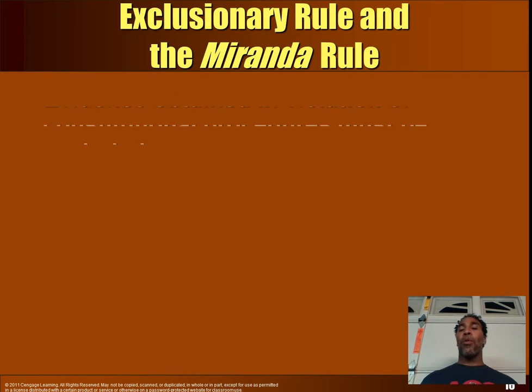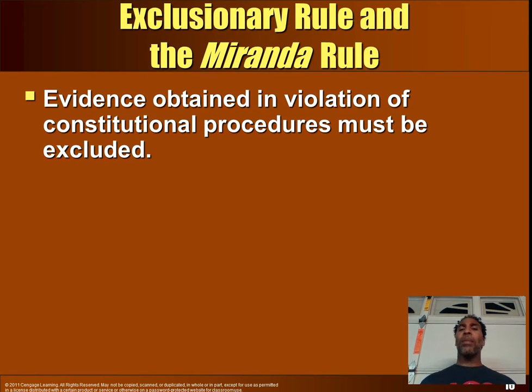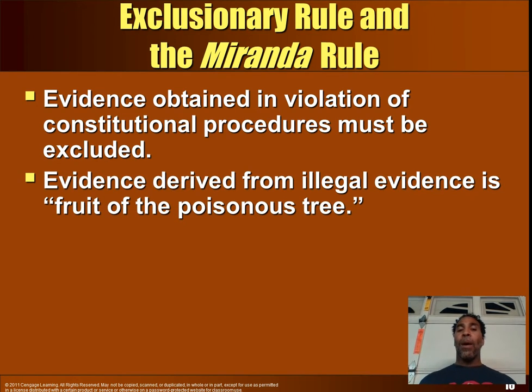Exclusionary rule and the Miranda rule. So evidence obtained in violation of constitutional procedures must be excluded, right? So if it was an illegal search and seizure and they got some information, you know what? Too bad, gotta toss it out. Evidence derived from illegal evidence is the fruit of the poisonous tree, right?